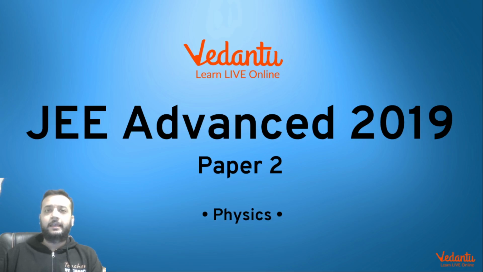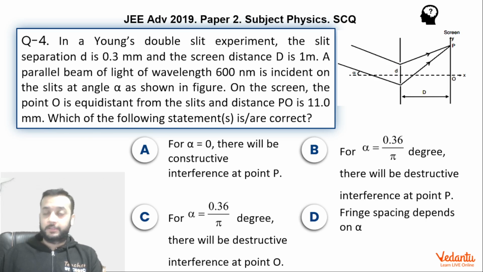Hi dear students. Let's see this question that came in JEE Advanced Paper 2 Physics in the year 2019. The question was from the topic of YDSE. A fairly simple question. Most of the students would have been thrilled to solve this, would have collected free marks. The question was on the scheme of multiple choice correct.